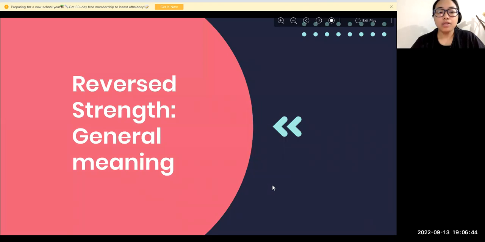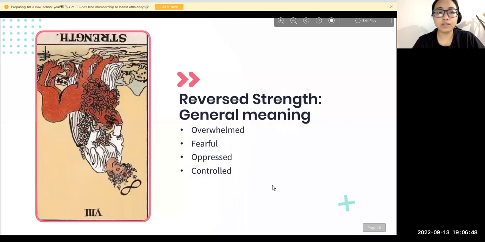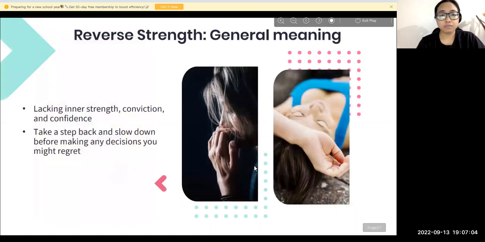So the Strength card, if it is coming in the reverse position, simply means that you're too overwhelmed with so many things happening in your life. There is a lot of suppression. You feel like you're under the control of someone, or controlled by the emotions or even by the situation. You feel very fearful. There is lack of strength. There is no confidence. You have stepped back and you are not ready to take any decisions, and decisions that you might take you might regret in the future.